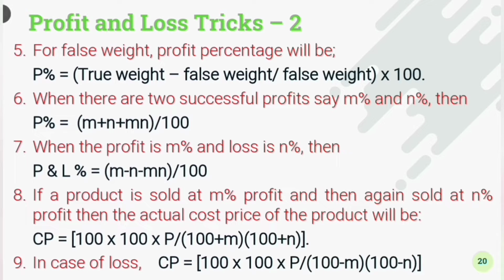Number 8. If a product is sold at m percentage profit and then again sold at n percentage profit, then the actual cost price of the product will be: cost price is equal to 100 multiplied by 100 multiplied by profit, divided by (100 plus m) into (100 plus n). Number 9. In case of loss, cost price is equal to 100 multiplied by 100 multiplied by p, divided by (100 minus m) into (100 minus n).